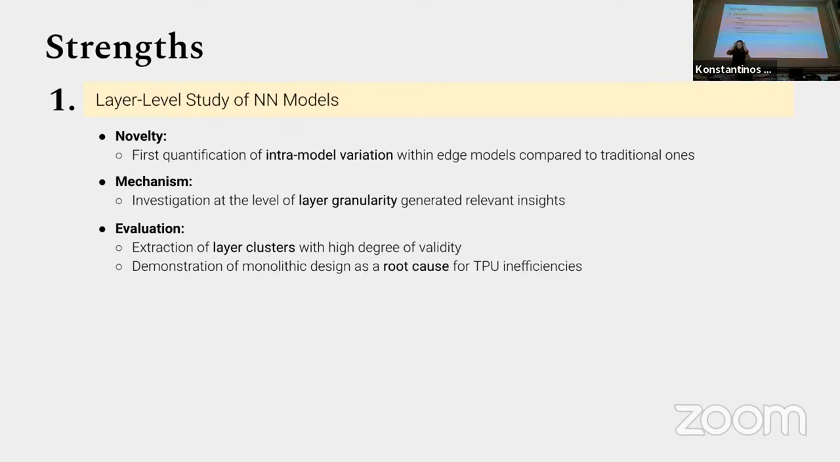The mechanism itself is very interesting, I think, because it kind of goes down to this layer granularity. And on this layer granularity, you can find a lot of very interesting things that explain a lot of these shortcomings. Furthermore, what is good about this evaluation is that these layer clusters which are extracted have such a high validity, so that they cover almost all the layers. I think it was super interesting, as well as that it demonstrated very well how the monolithic design was the root cause for these TPU shortcomings. So I guess this overall layer study of the NN models was one of the biggest things of this paper.